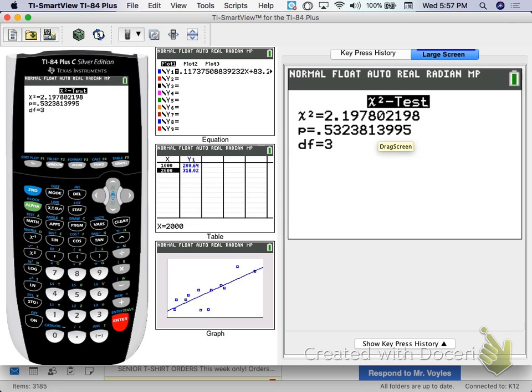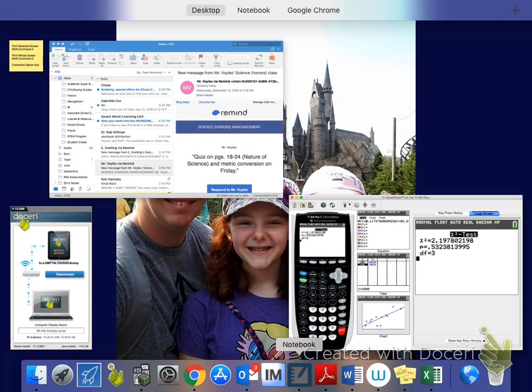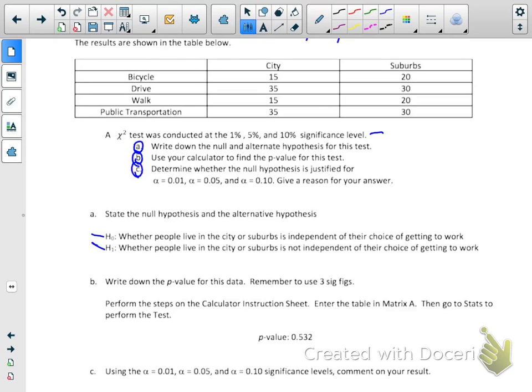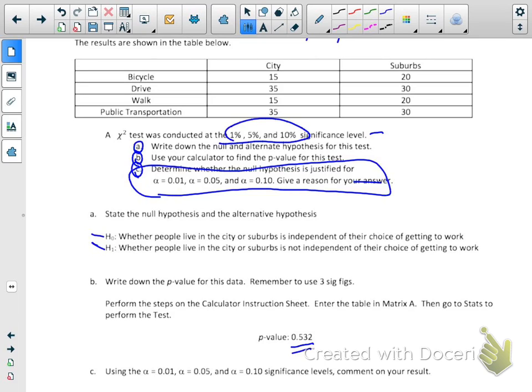So I'm going to take this value and I'm going to go back to my notes here. Okay, so write down the p-value, just that value that was there on your calculator screen, 3 sig figs, 0.532. Now, comment on your results. This is where we do part C, determine whether the hypothesis is justified for those 3 different significance levels. Remember, if they give it to you as percents, you need to think of them as decimals.